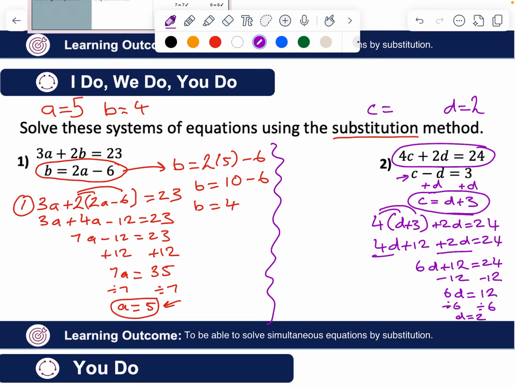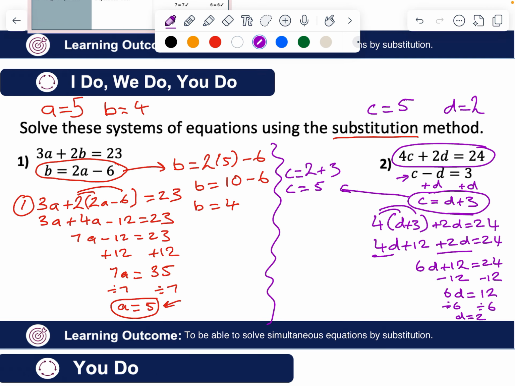Right, now we know what D is. I'm going to go back to this equation that we rearranged because I need to work out what C is. C is D plus 3. Well, now we know that D is 2. That means C is 2 plus 3, which is 5.